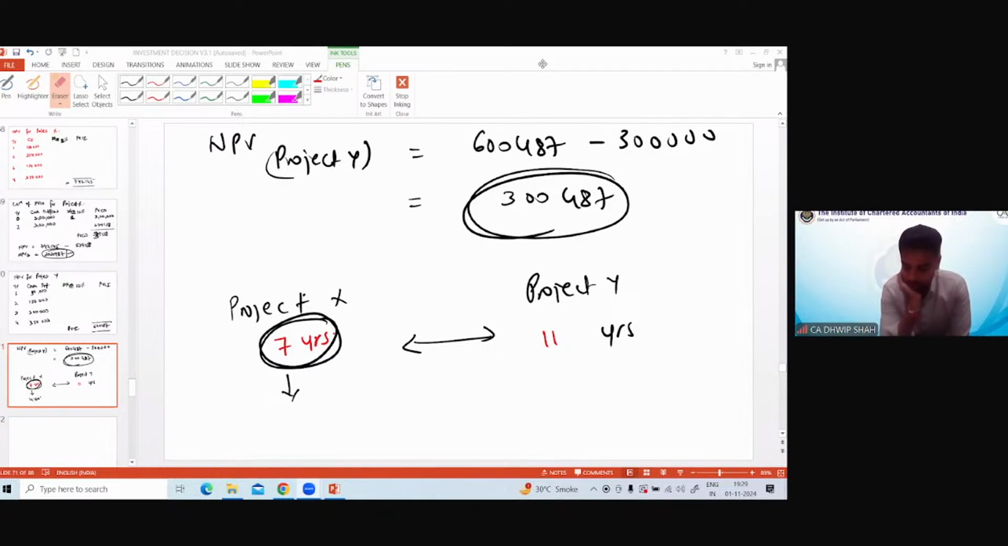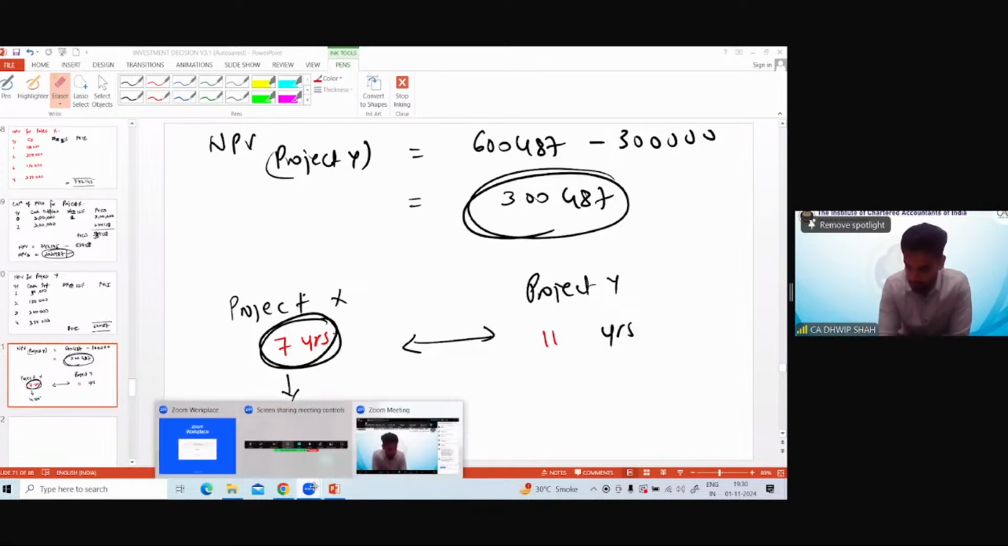This is not a Word document. This is PowerPoint. And in Excel, there is no such feature to write with this pen. I am using a pen to write in the tablet. So in Excel, I don't have that feature. So that's why I'm using PowerPoint.